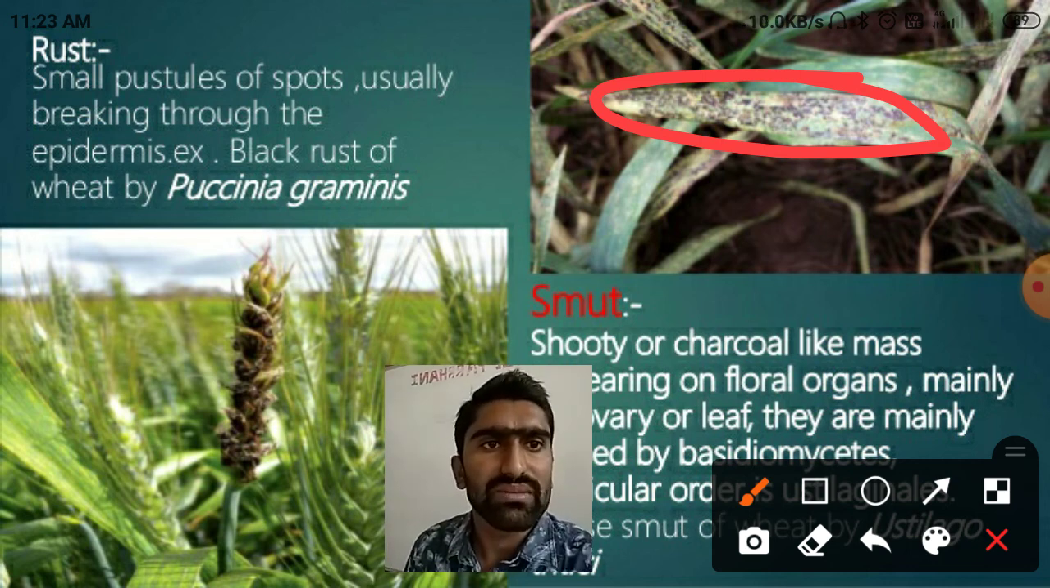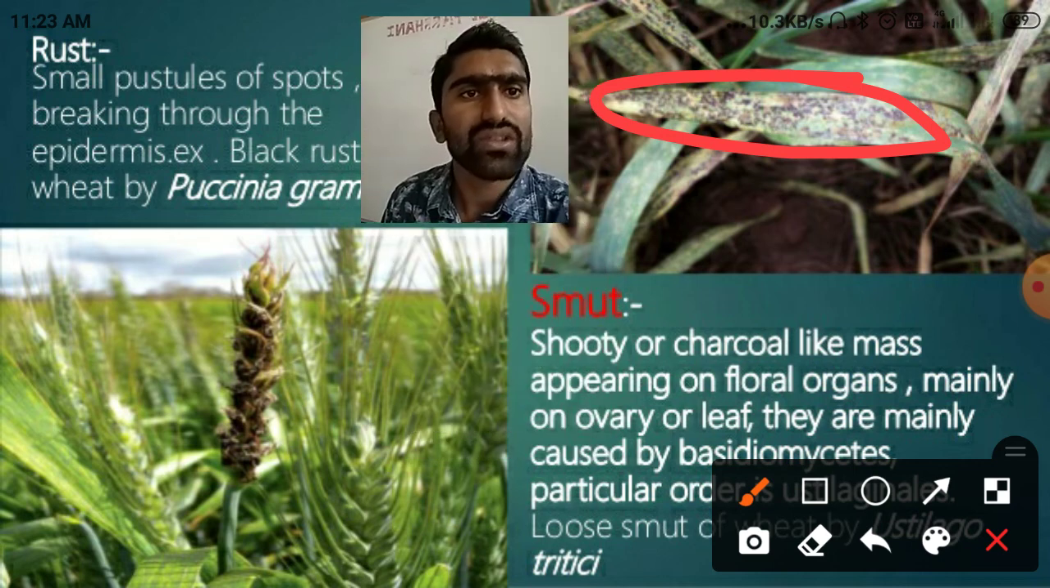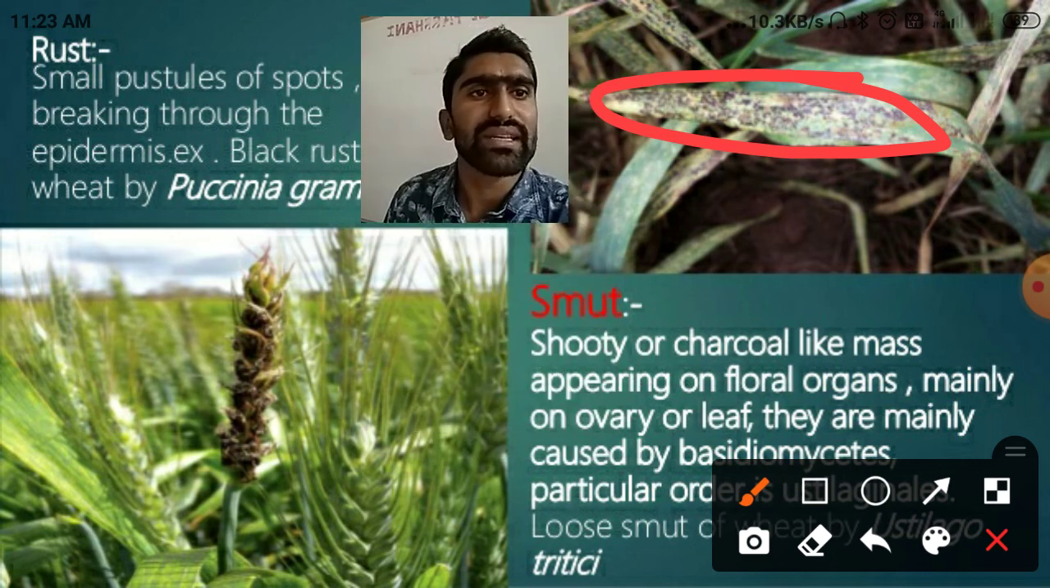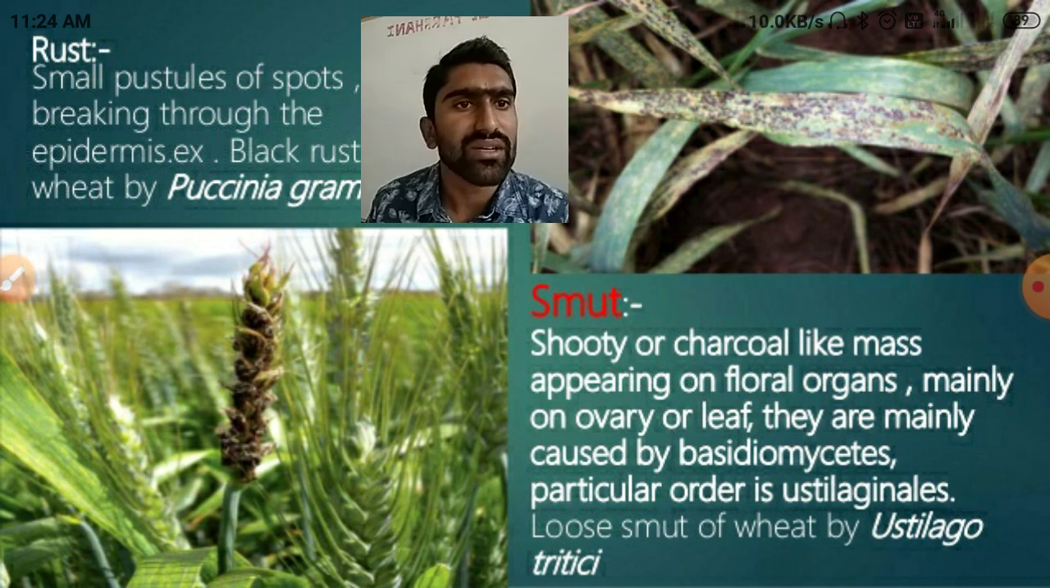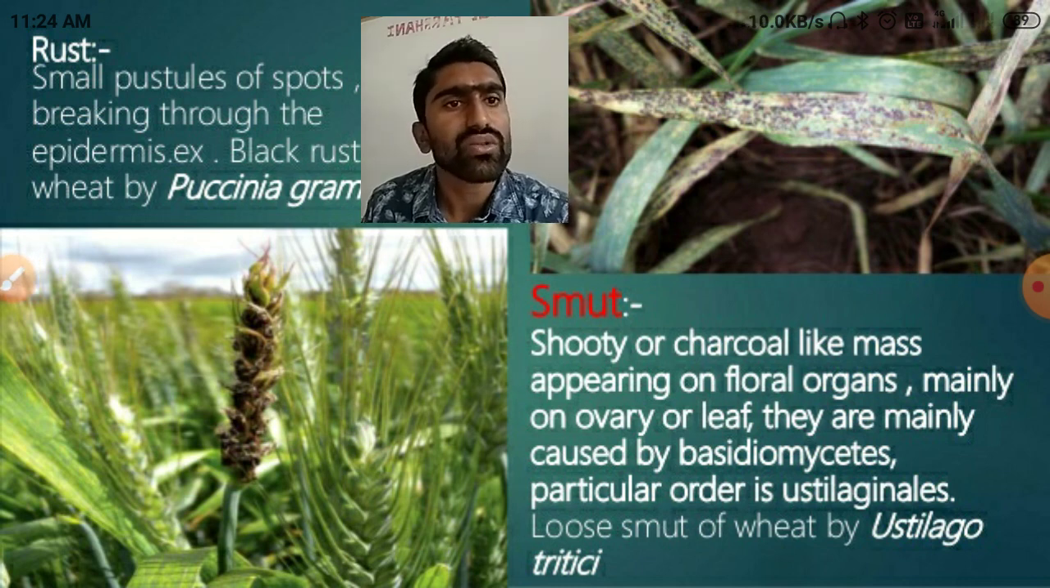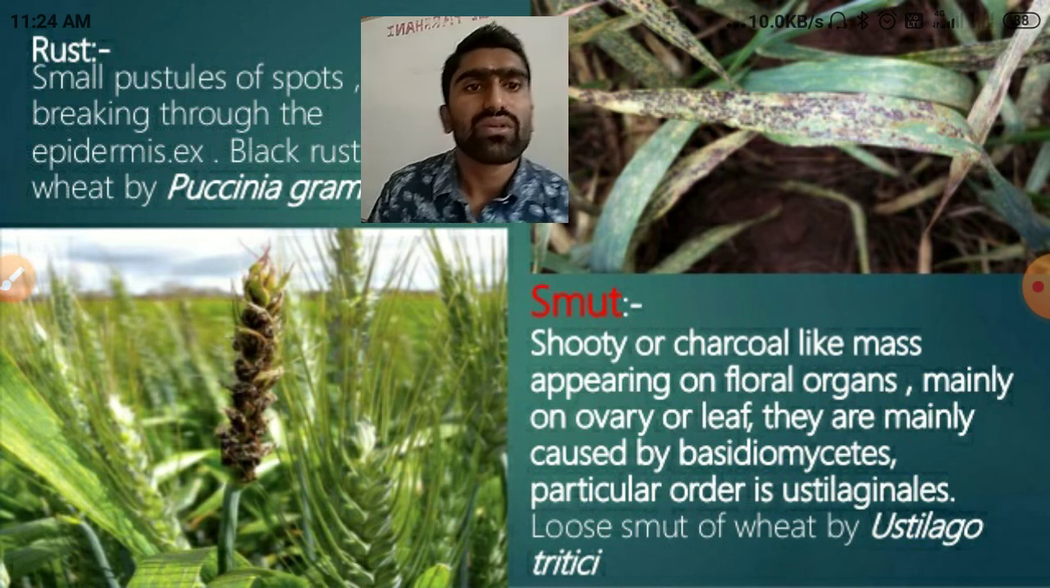Smuts: sooty or charcoal-like mass appearing on floral organs, mainly on ovary or leaf. They are mainly caused by basidiomycetes, particularly of the order Ustilaginales. Example, loose smut of wheat by Ustilago tritici.